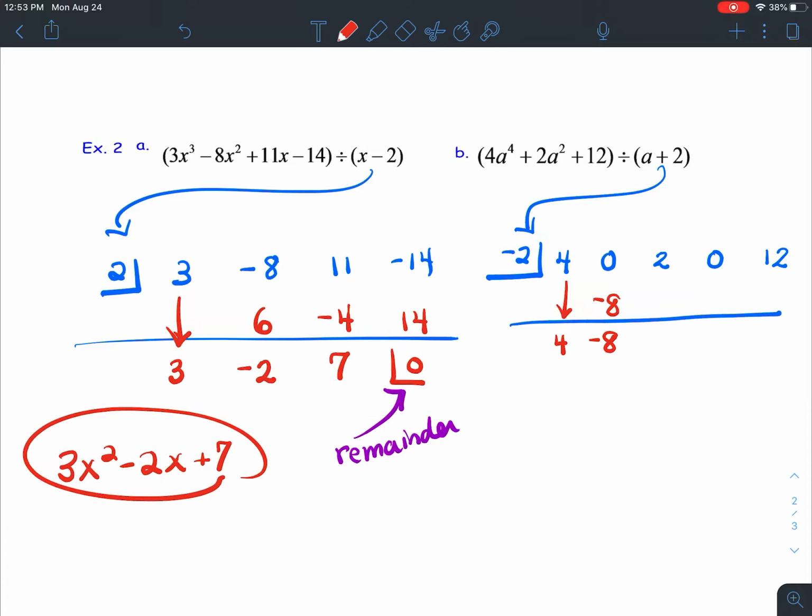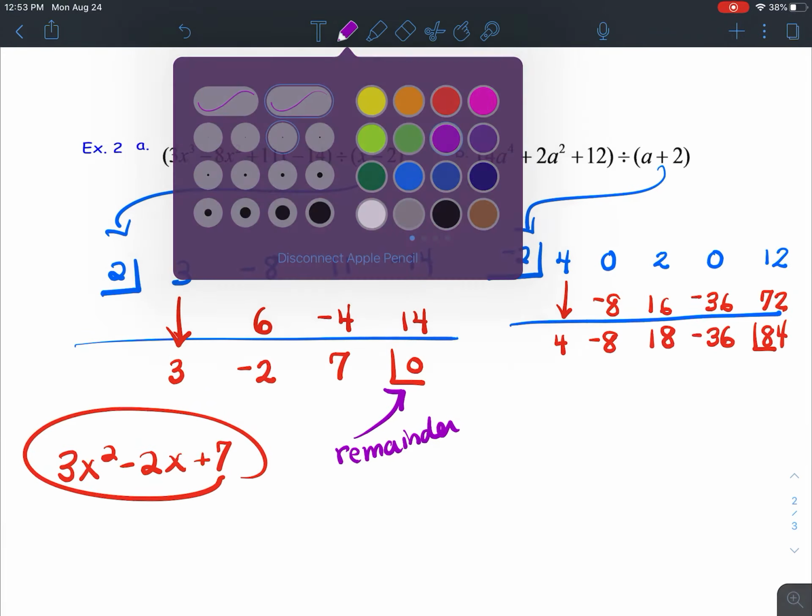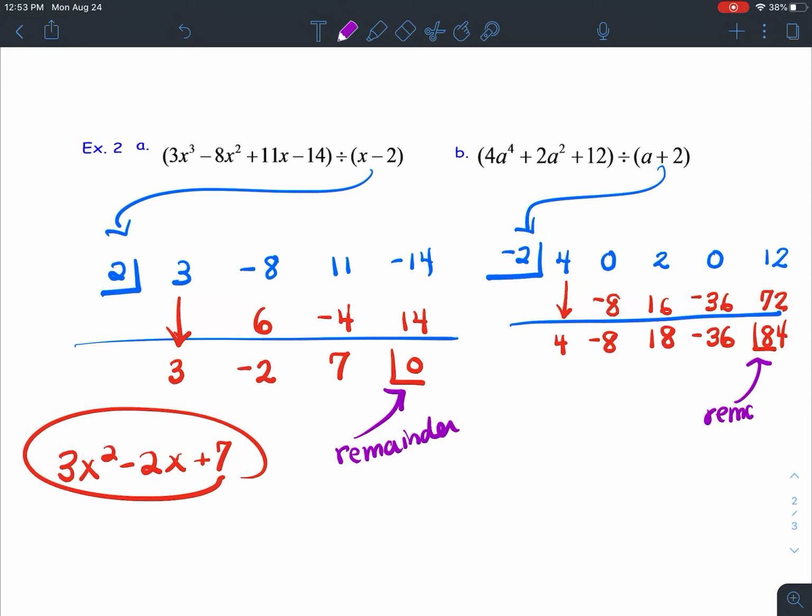4 times -2 is -8. Add 0 and -8. -8 times -2 is 16. 2 plus 16 is 18. 18 times -2, -36. 0 plus -36, -36. -36 times -2 is 72. 12 plus 72, 84. Our remainder on this problem is 84.